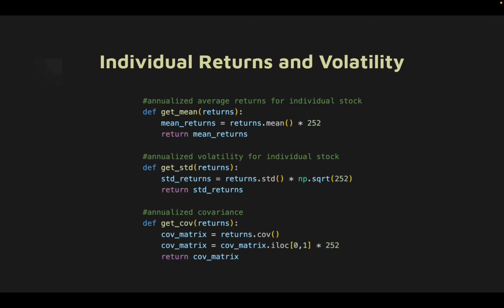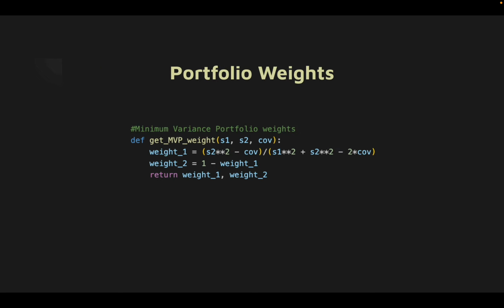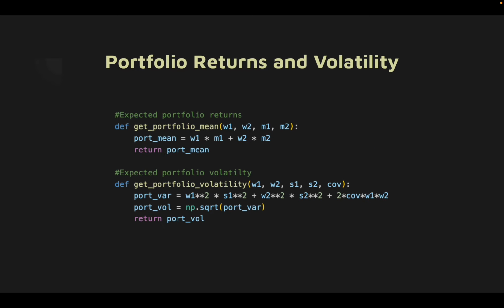And from that, I would calculate the annual mean, standard deviation or volatility, a measure of risk, and covariance, which are technical terms, but I use them to calculate the portfolio weight, which is how much you should allocate to each stock for the portfolio. And from that, I would get the expected portfolio returns and the expected portfolio volatility, or its risk.